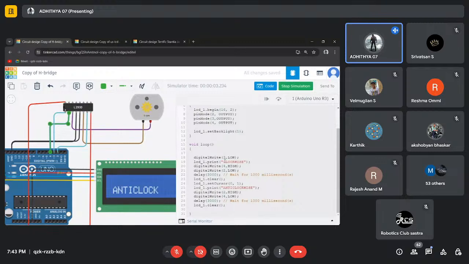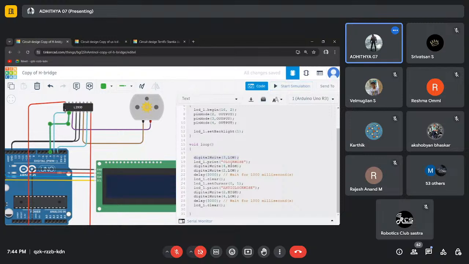Now, as you can see, the motor is not rotating because the enable has been set to LOW. There is no voltage available. So then we can also use analogWrite to control the speed of the motor.